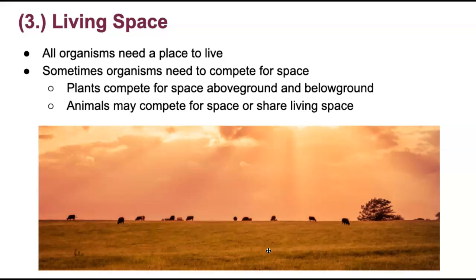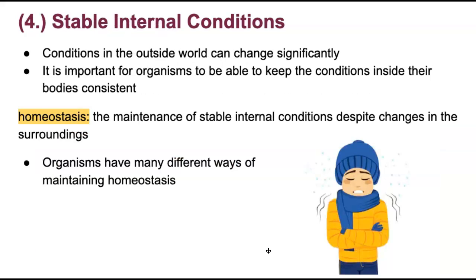All living things also need a space to live. Sometimes organisms have to compete for that space. If there's too many living things in a small space, it results in competition. Plants are always competing, both above ground and below ground. Plants compete for sunlight with their leaves above ground, and then their roots below ground compete for soil and for water. Animals sometimes have to compete for space. Other times, though, think back to our first book, they're able to share living spaces and form ecosystems.